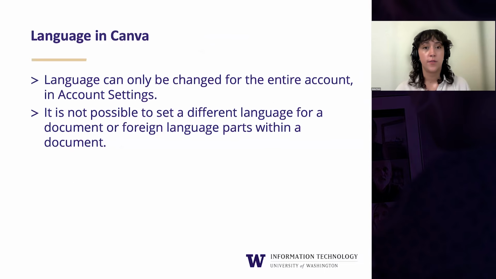You cannot select a language for a document in Canva. You can only change your language for your entire account in your account settings. That does appear to change your document's language attribute, but it's very overwhelming. You have to speak that language in order to make that happen. Additionally, it's not possible to set a different language for foreign language parts within a document.